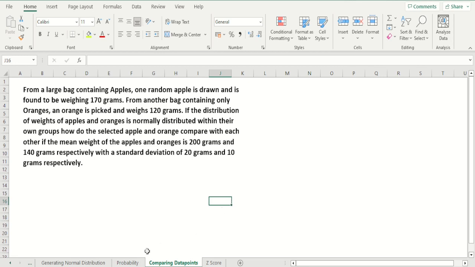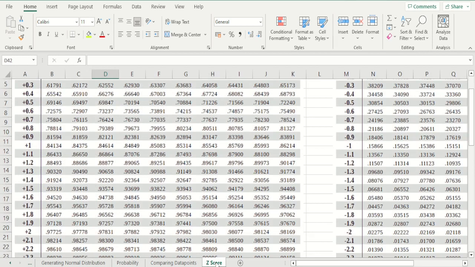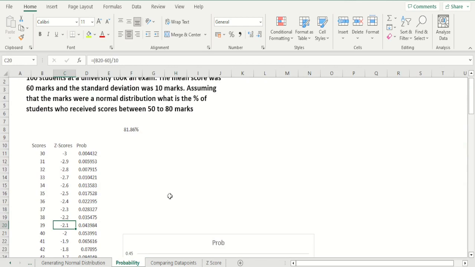You'll plot out the data points of a normal distribution for the apples, and then you'll calculate the z-score for the apple. Once you've calculated the z-score, you will be able to use the z-score table, which will give you the percentage, the probability. And then you'll develop a similar table for oranges, and that will again give you the percentage. Basis the percentage, you will be able to determine how far or how close the sample of the apple and the orange drawn from the respective bags are from the mean scores of both of those data sets. So this is a fairly interesting and important application, and this is how you can use Excel to solve some of these problems.